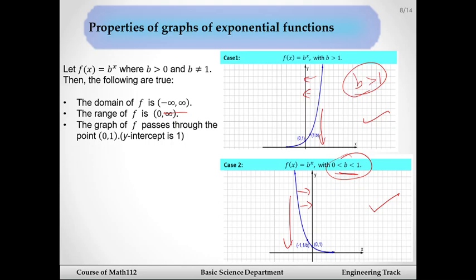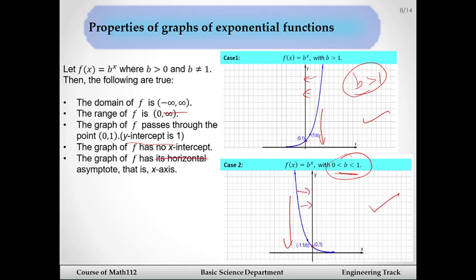Same. In both, the graph is passing through 0, 1, as you see. The same. This is 0, 1. The y-intercept is 1. This is the common property. And both graphs do not touch the x-axis, so no x-intercept. And the horizontal asymptote, you know, we have this phenomenon here and here. As you see, when x gets larger and larger, the graph is becoming very close to the x-axis. And here the same thing happens. So the x-axis is the horizontal asymptote of both graphs.